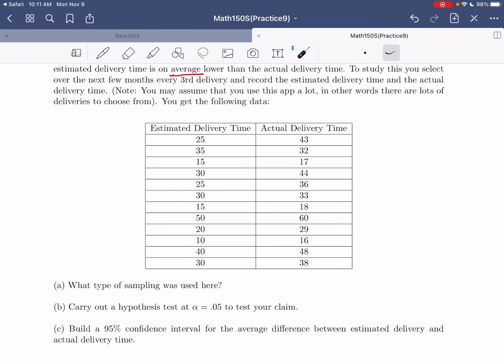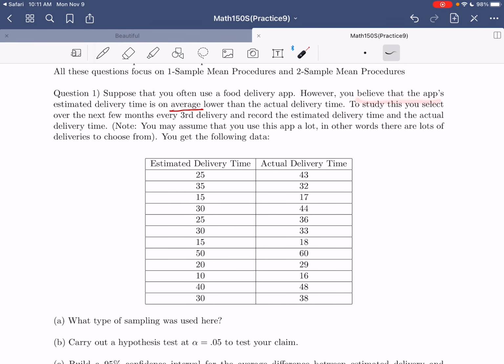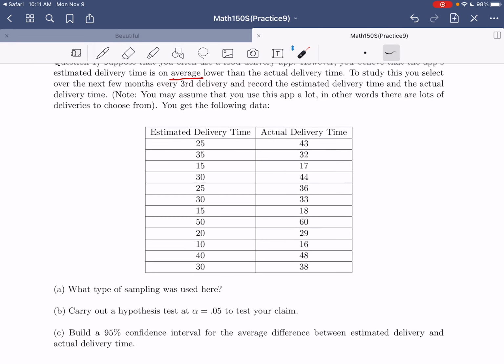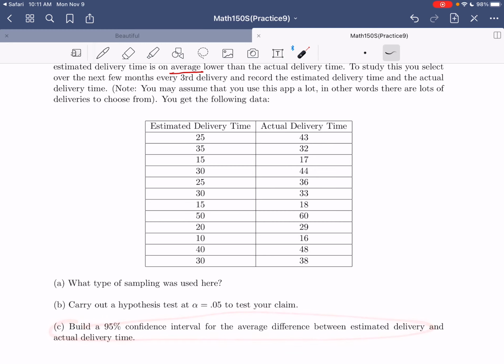So we've got a couple things that we're supposed to do with this. So let's look at these questions and then talk about diagnosing which type of test this is going to be. We're going to talk about what type of sampling was used here. Remember, when we say what type of sampling, we mean what sampling technique. So that could be SRS, it could be stratified, it could be cluster, it could be systematic. So we need to choose which type of sampling was used here. Then in B, we're going to carry out the hypothesis test to test our claim. Remember, our claim was that we believe that the app's estimated delivery time is on average lower than the actual delivery time.